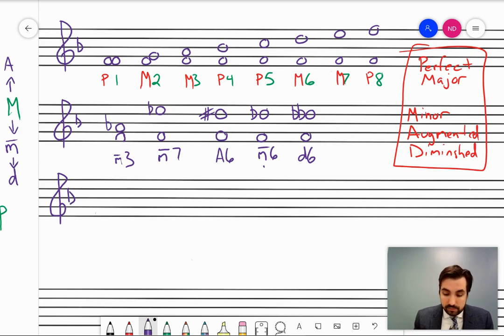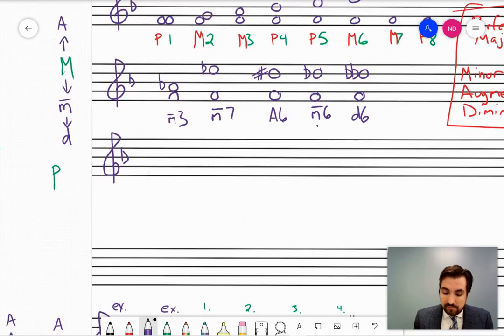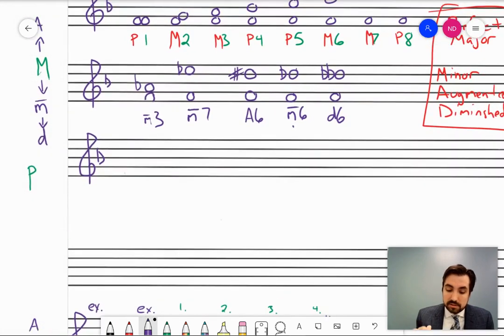Okay, let's talk over here about what happens if I start messing with perfect intervals. So let me rewrite this over here so you can see it better. A perfect interval, if it gets raised by a half step, it becomes augmented. If it gets lowered by a half step, it becomes diminished. So I can take any of the perfect intervals from up top, where we did all the intervals of F major, and adjust them either way.